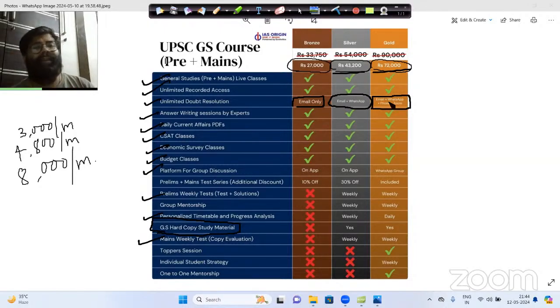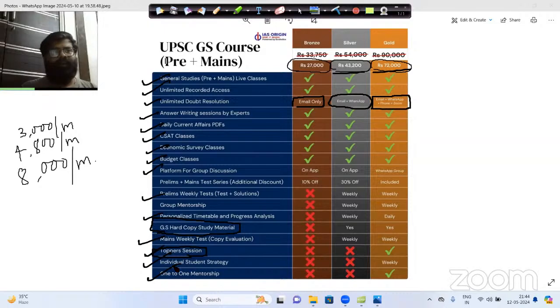And this is a very unique aspect of IAS Origin. Besides that, you will get each and everything in the gold batch that you got in the silver batch, but there will also be some different facilities. For example, you will get topper sessions, that means candidates who have already cleared the civil services examination will give you guidance. Individual student strategy will be there, and one-to-one mentorship will be there.